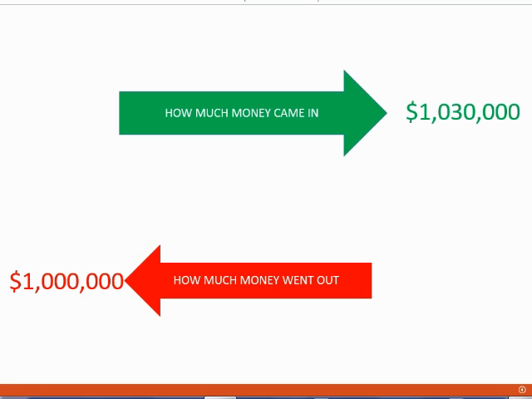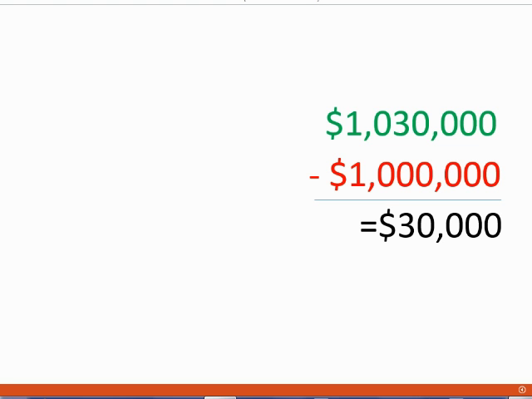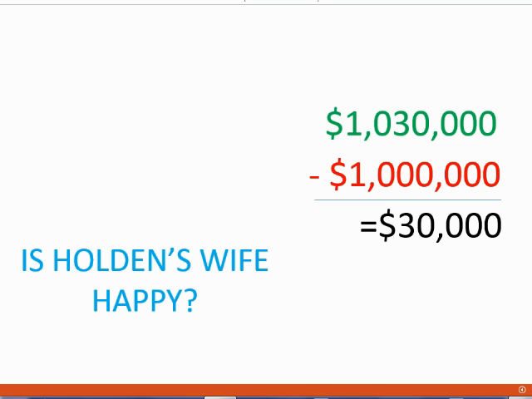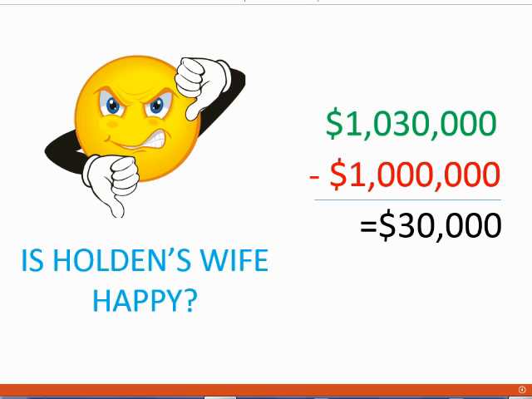However, let us imagine that in order for him to earn that $1,030,000, he needed to spend $1 million on goods and services. Do you think if these were the numbers that caused him to have $30,000 at the end of running his business, that Holden's wife would be happy? Well, most people don't think so, because it means the amount of money that he kept at the end was such a small percent of the money that came in from the customers in the first place.